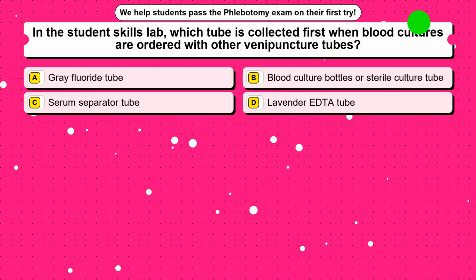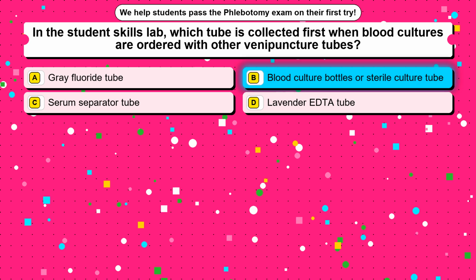Question 46. In the student skills lab, which tube is collected first when blood cultures are ordered with other venipuncture tubes? Option A. Gray fluoride tube. Option B. Blood culture bottles or sterile culture tube. Option C. Serum separator tube. Option D. Lavender EDTA tube. The correct answer is option B.